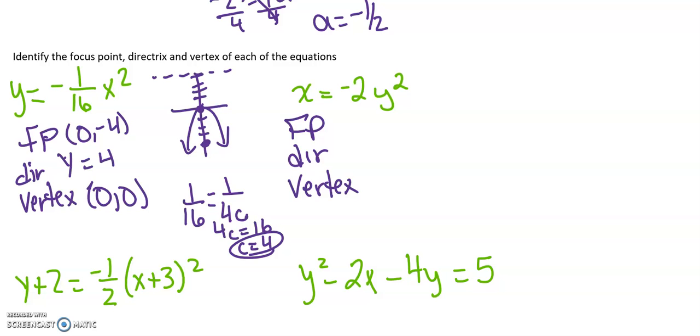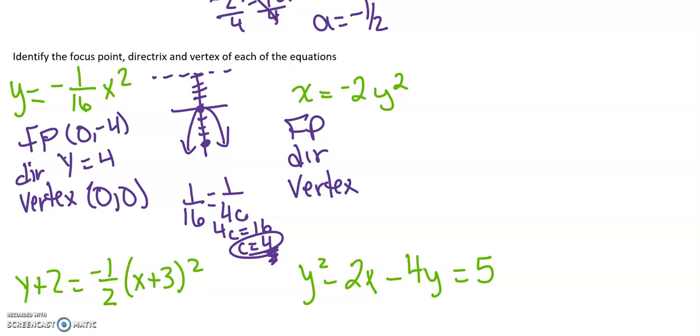Okay, remember the focus point is on the inside of the parabola, the directrix is on the outside, and they are an equal distance from the vertex. So I just needed to know what my distance was, and I used the a term to find that. Okay, you might want to pause it, try the next one, and then check it.